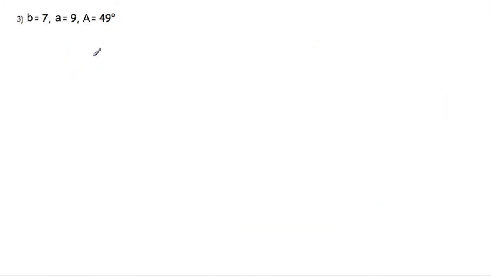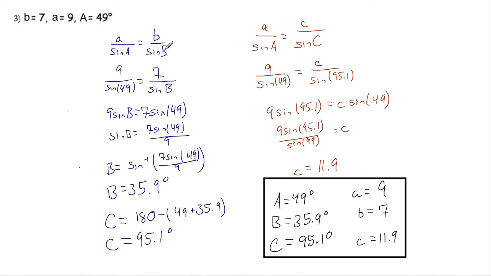Here's another example. So side-side-angle again. So what I do first is, because I know angle A and side B, I'm going to find angle B first. So I set that up, solve all the way down here, and I get that angle B is 35.9 degrees. Fantastic. Now, what I do is find angle C, and so angle C I get to be 95.1 degrees.